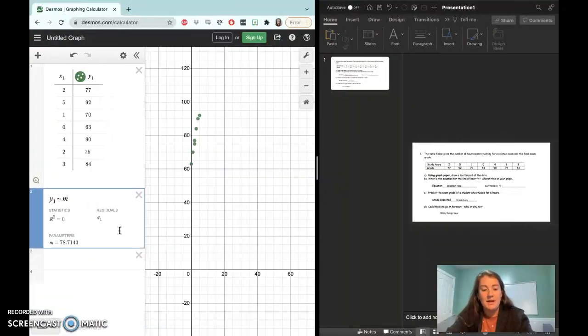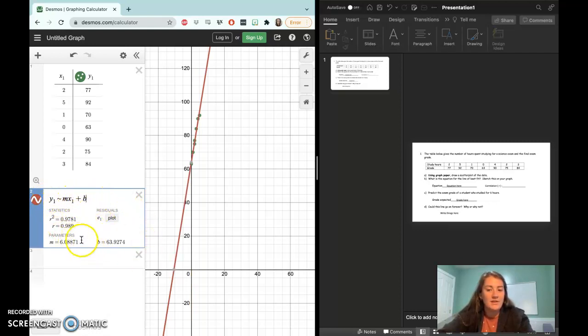You do M, X, 1, and you just type it in like normal, and it'll make it one of these, and then plus B. So that's what you need to type in: y1 tilde m x1 plus b. And then it's going to give me all these things. And notice right here where it says parameters, it gives me an m and a b. So those are my slope and my y-intercept.